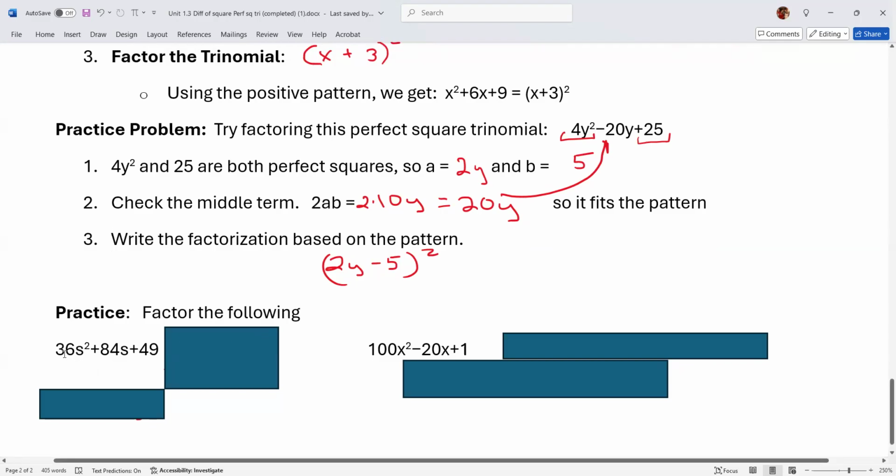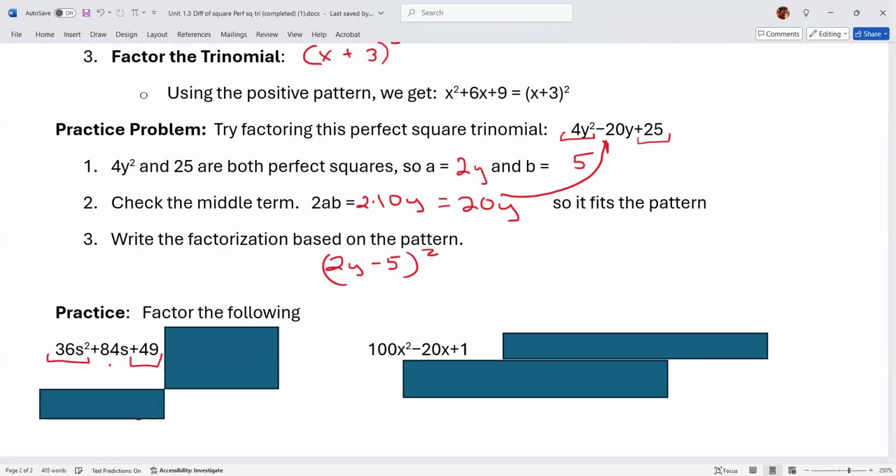Okay, well, if you did the AC method, you would do 36 times 49. You're going to get a gigantic number. And then you've got to try and find factors that add up to 84. That would be a little bit of a nightmare. So before you ever launch into the AC method, you want to go ahead and do a quick check and go, is it possible that this is a perfect square trinomial?